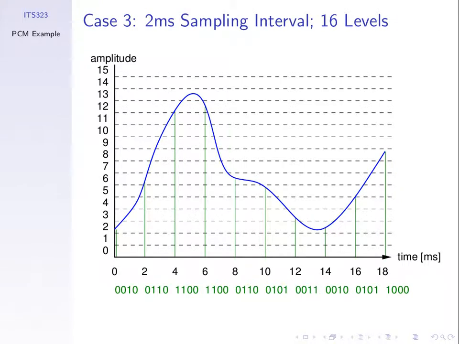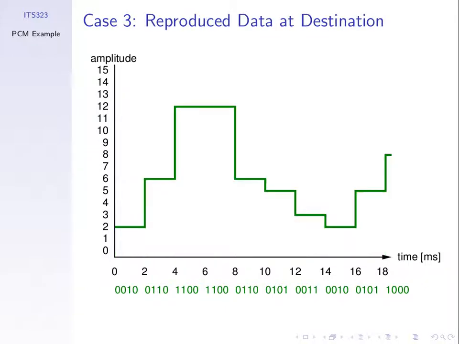One last example. We can also change the number of levels. 2 millisecond sampling interval, 16 levels instead of 8. Every sample produces a 4-bit binary value, because with 16 levels, we need a 4-bit number. So now we have 40 bits sent during our interval, 4 bits every 2 milliseconds, and the receiver receives and produces this.